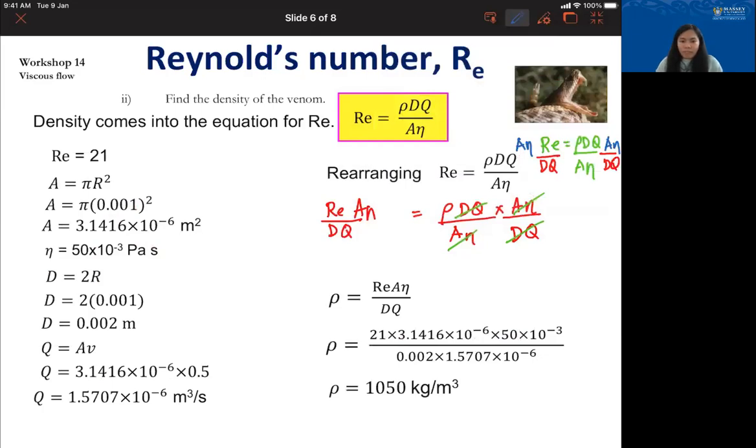So that's the density that we obtained, 1050 kilograms per cubic meter. I think that's all the questions. Let me just check the worksheet. Yeah, we've answered all the questions in the worksheet.